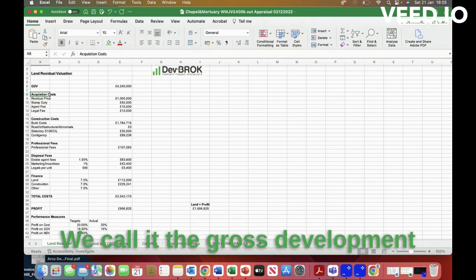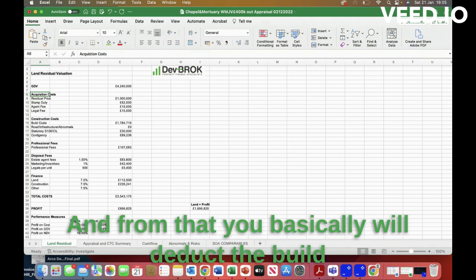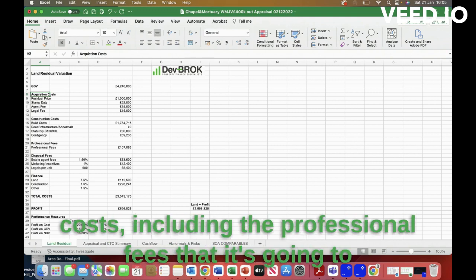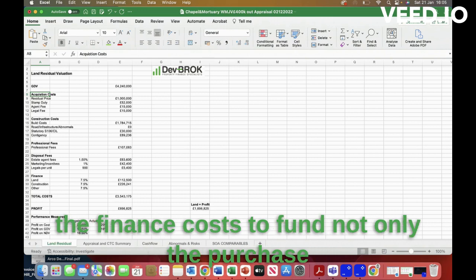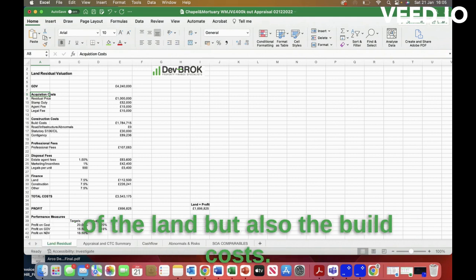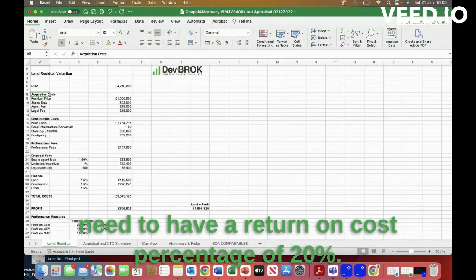The key components of how to calculate it would be basically calculating what the exit value is, i.e., we call it the gross development value, which is the GDV. And from that, you basically will deduct the build costs, including the professional fees it's going to take to do the development, and allow within that the finance costs to fund not only the purchase of the land, but also the build costs, and that will provide you with your total costs.